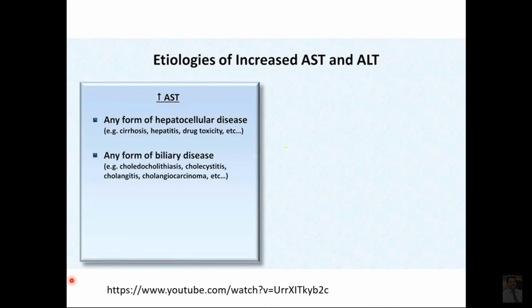In addition to hepatobiliary disease, which is the umbrella term for both hepatocellular and cholestatic disease, AST is also elevated in rhabdomyolysis, which is muscle breakdown, acute myocardial infarction, and hemolysis, though the elevation in the last entry is typically only modest.